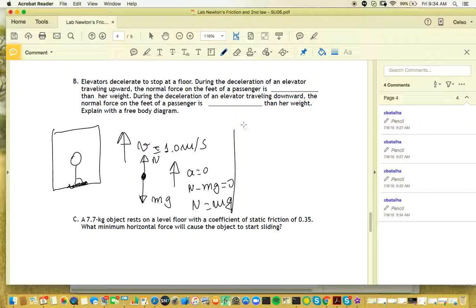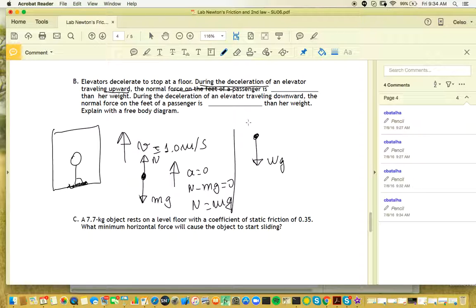But if suddenly the elevator goes from 1 meter per second to 0 meters per second, so there is some deceleration, that's what's going on here. During the deceleration of an elevator traveling upward, the elevator is moving and then decelerates and comes to a stop. What is the normal force on the feet of the passenger? So how do you do that now? Well, you do a free body diagram. That's the answer to all questions, or at least the beginning of the answer.